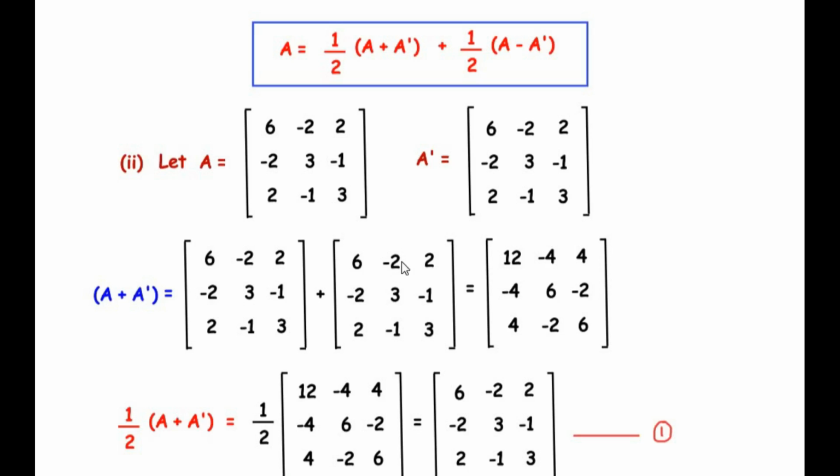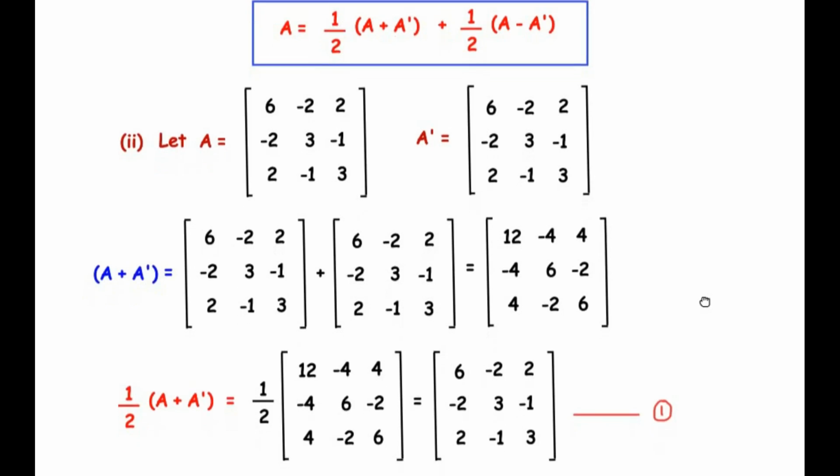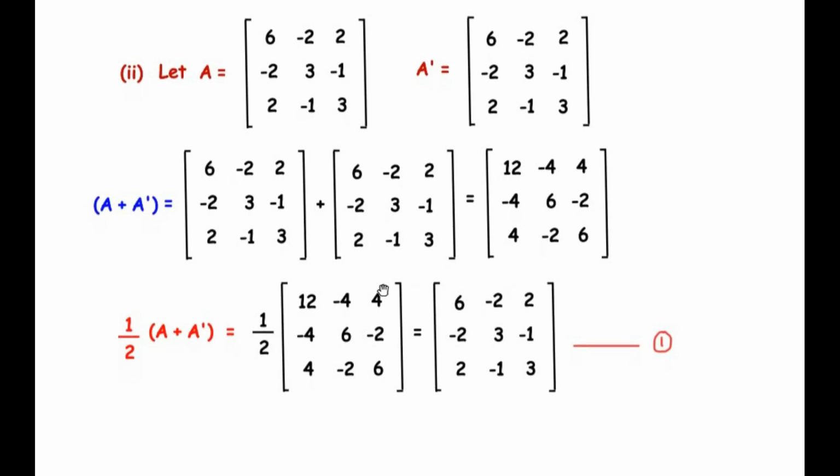So minus 2 is going to give us minus 4, and 2 plus 2 is 4. Similarly, we find out the elements of the second row and the third row. Now once we have got the elements of A plus A transpose, let us multiply it by 1 by 2. So here every element of A plus A transpose multiplies with 1 over 2. So basically every element is getting divided by 2, giving us this matrix. So let us consider this as 1.